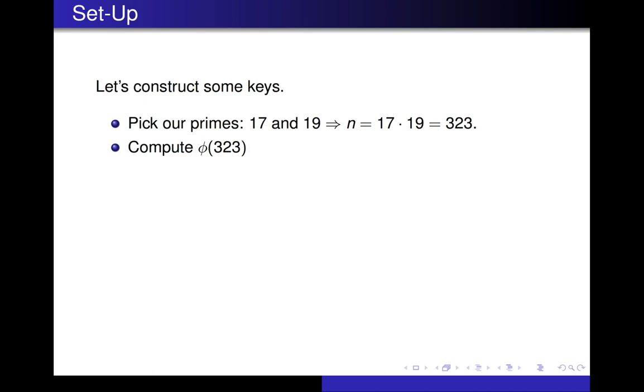Next, we're going to compute phi of 323. We're going to do that privately. But since we know the prime factorization, we can do that: 17 minus 1 times 19 minus 1. And that gives us 288.